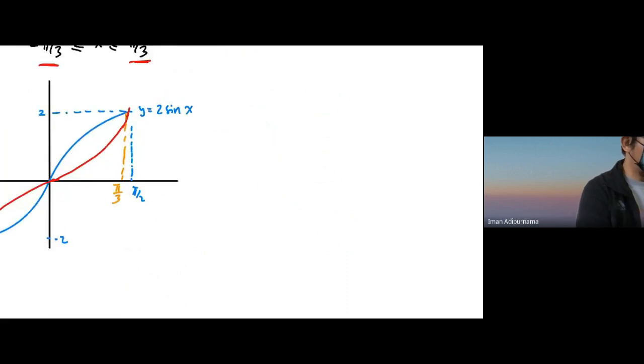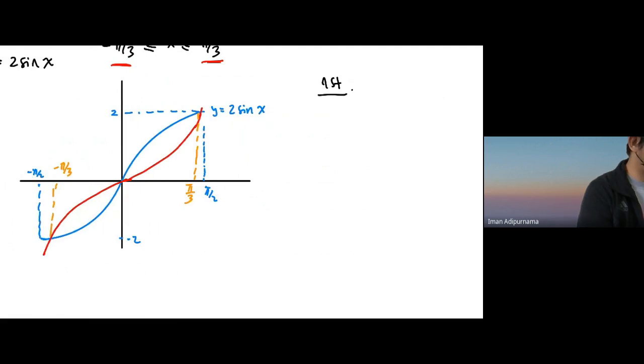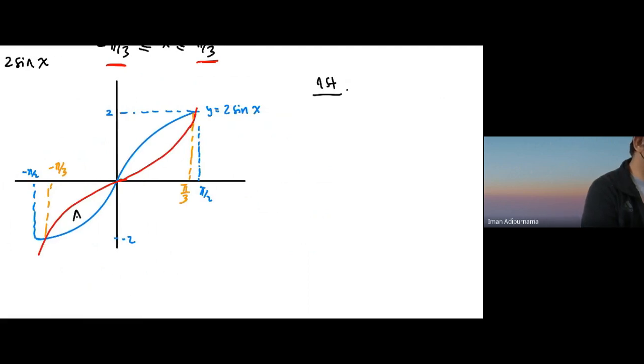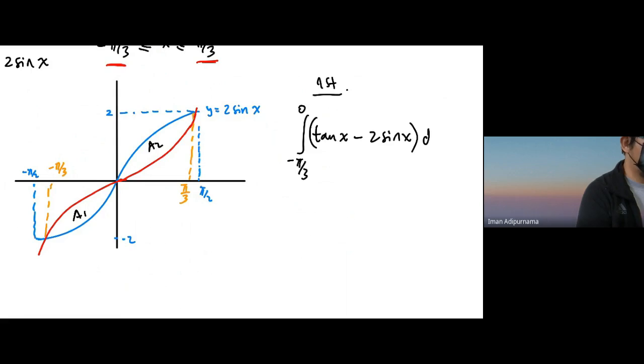The first method, we can think and slowly take this as area 1 and area 2, and take this integral. So the first one is tangent minus 2 sine x. Okay, this is a1, and a2 will be from 0 to pi over 3 of 2 sine x minus tangent x.